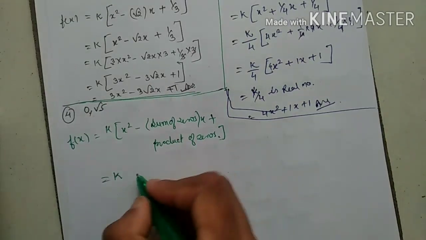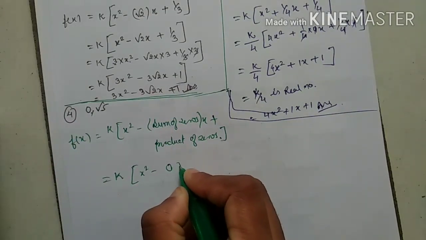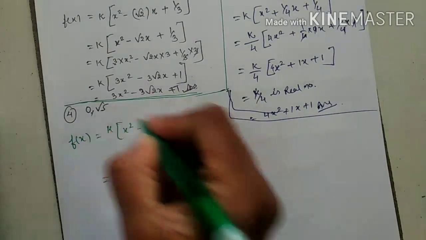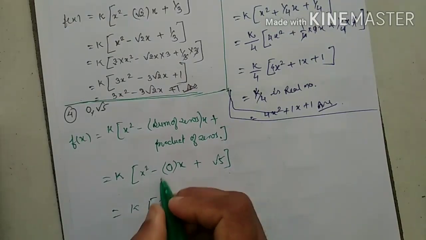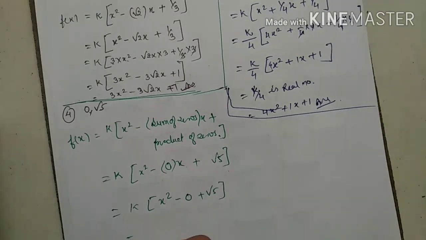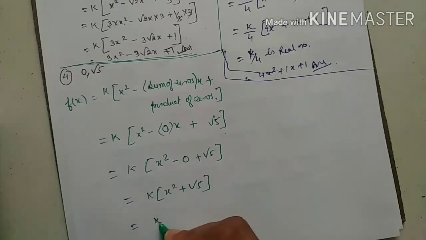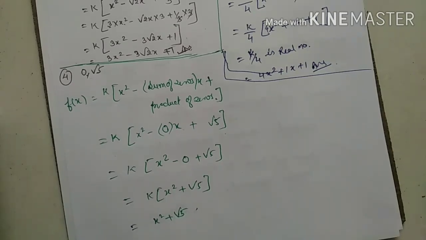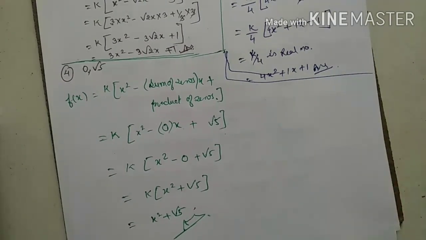K is your real number, assume it. x square minus sum of zeros, which is 0, into x, plus product of zeros, which is root 5. So k times x square, 0 multiplied with x becomes 0, plus root 5. So you can write k x square plus root 5. Is it clear? Or k is your real number, so you can say that x square plus root 5 is your required polynomial. Is it clear to all? I think I am assuming that you are understanding.